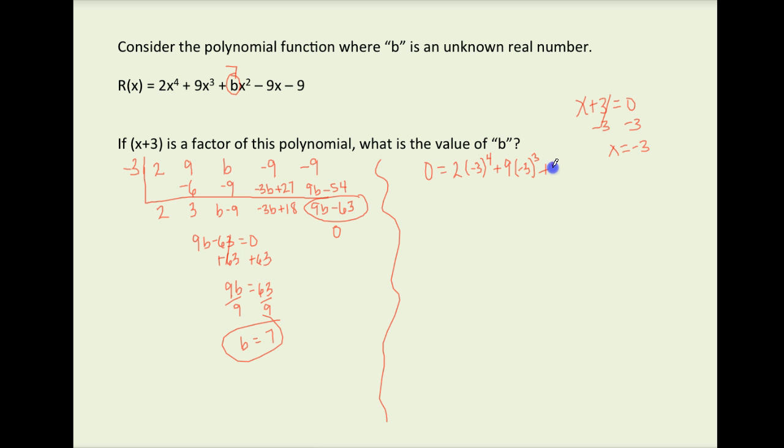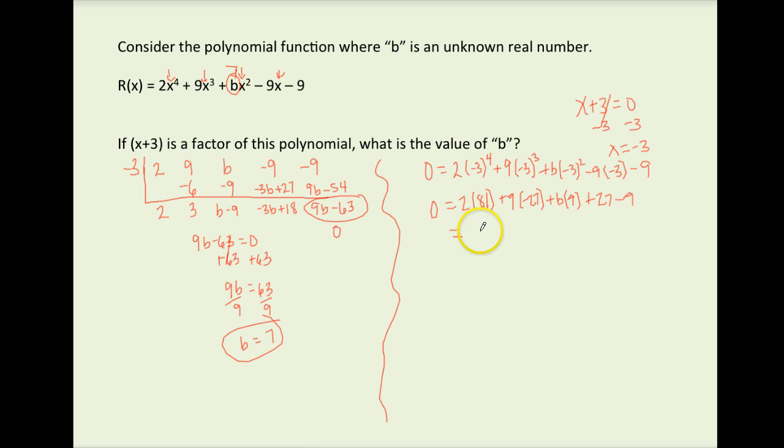That gives me b times -3 squared minus 9 times negative 3 minus 9. I just took this polynomial, replaced every x with a negative 3, just like we would do if we were trying to evaluate when x is negative 3. Well, negative 3 to the fourth is a positive 81. Negative 3 to the third is a negative 27. Negative 3 squared is a positive 9. Negative 9 times negative 3 is 27. And then we have minus 9. I'm just going one step at a time so we don't leave anything out.